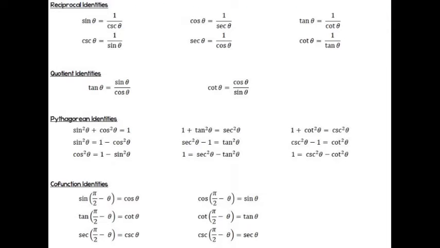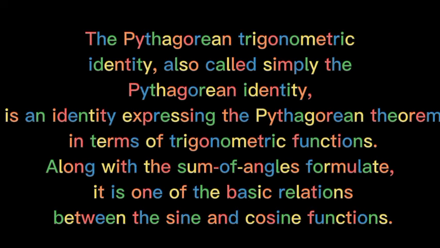Okay, let me give the example of quotient identities. First is tangent theta equals sin theta over cosine theta. Next, cotangent theta equals cosine theta over sin theta. So let's proceed to Pythagorean identities. The Pythagorean trigonometric identity, also called the simplified Pythagorean identity, is an identity expressing the Pythagorean theorem in terms of trigonometric functions along with the sum of angles formula. It is one of the basic relations between the sine and cosine function.